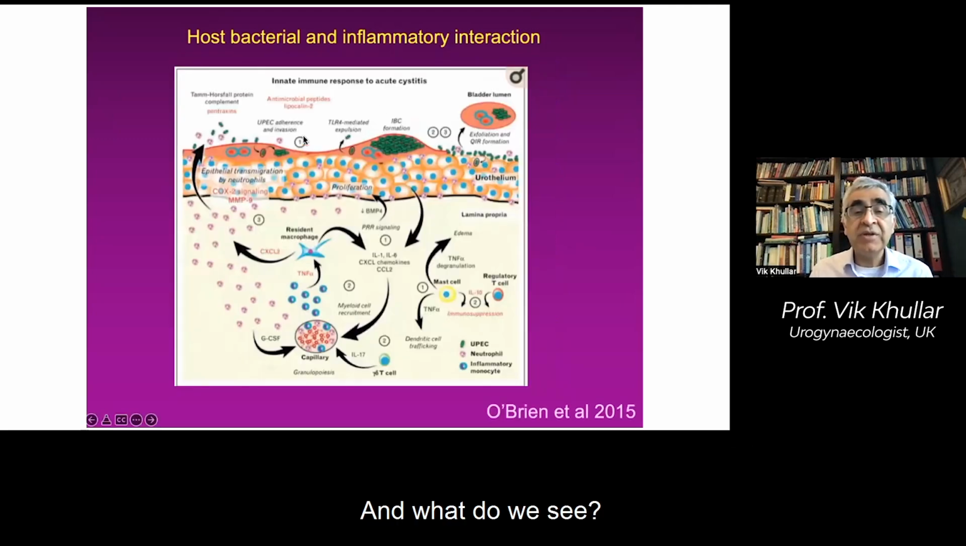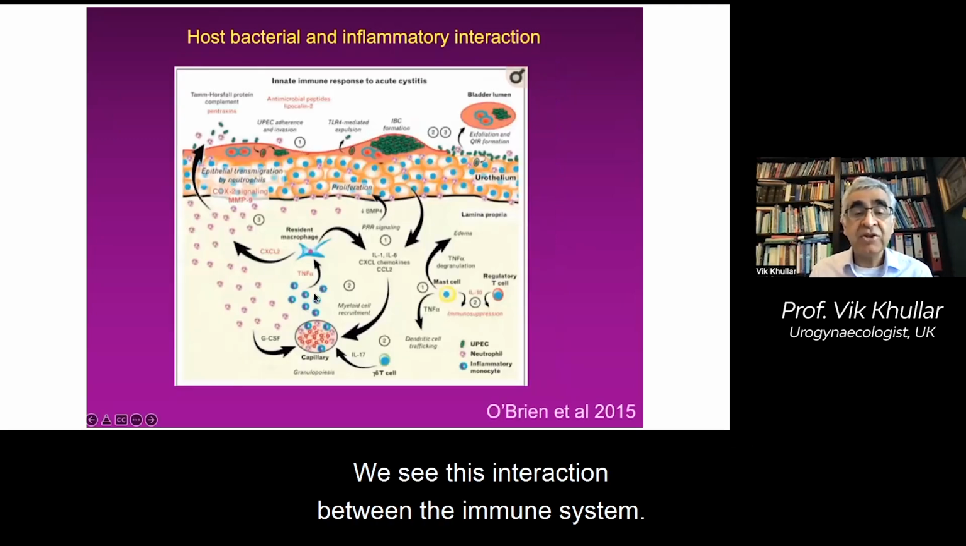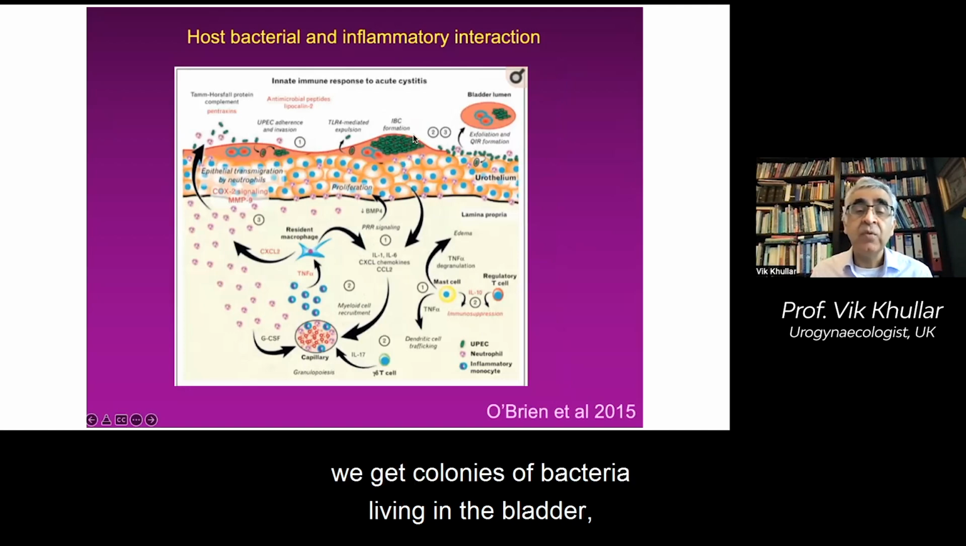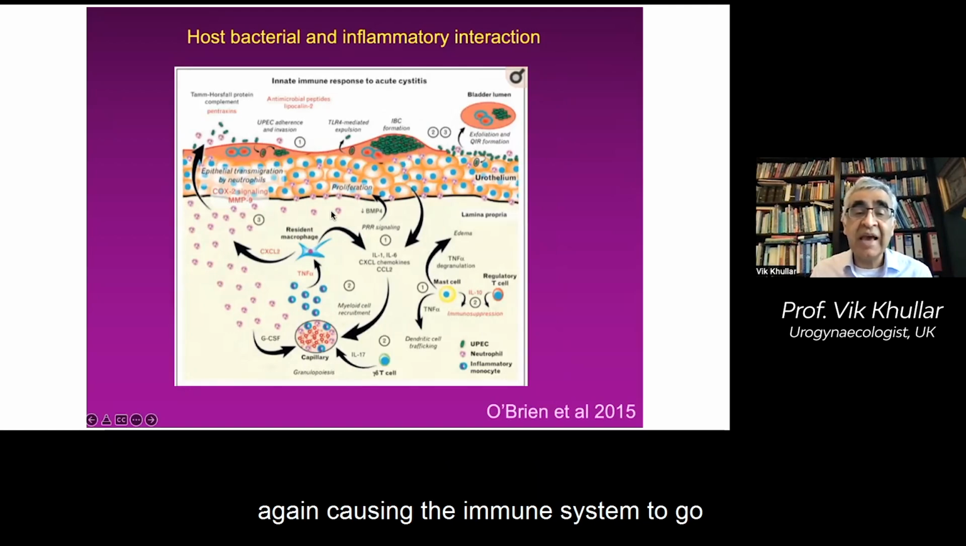And what do we see? We see this interaction with the immune system. We see all those cytokines which we spoke about, the mast cells, and they cause the lining of the bladder to shed its outer coating. We get this exfoliation. We get colonies of bacteria living in the bladder, again causing the immune system to become more inflamed. And we see the cycle of infection and inflammation continuing.